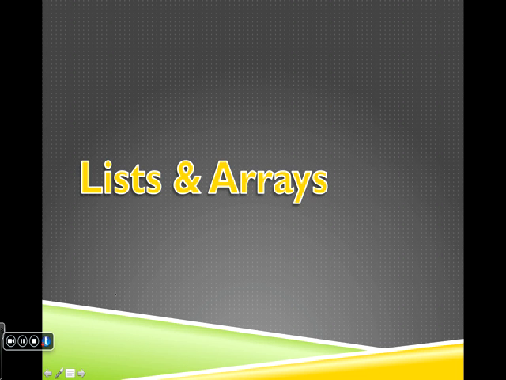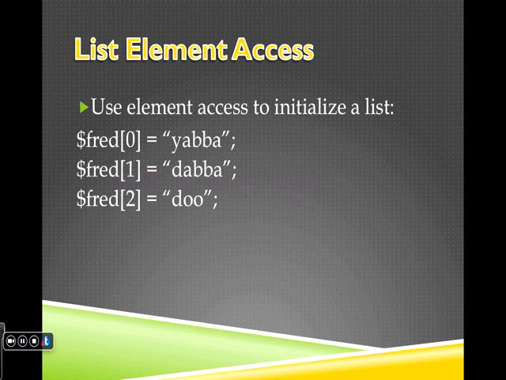This presentation is about lists and arrays. You can assign a value to an element of an array directly by using the array name with the scalar sign, as in $fred, and then using the square brackets. So automatically Perl will know that this is an array.